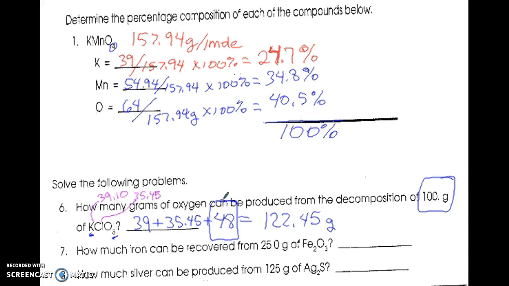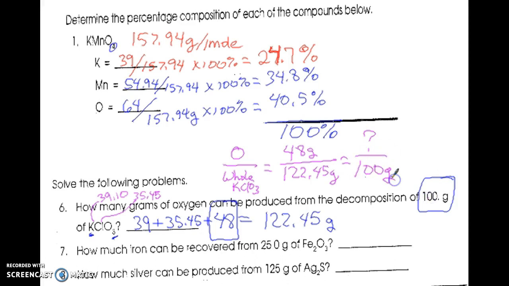So our total mass is 122.45. Now we need the part that oxygen is contributing to this compound. So we know that oxygen to the whole, potassium chlorate, will give us our ratio. So we have 48 grams is to 122.45 grams as what is to 100. Now we can just cross multiply and get our answer. I'll give you a minute to get that.